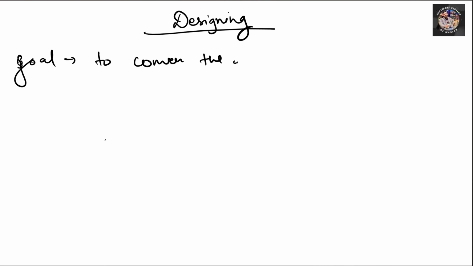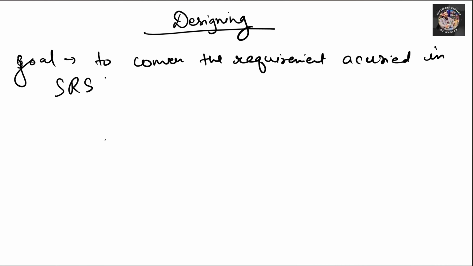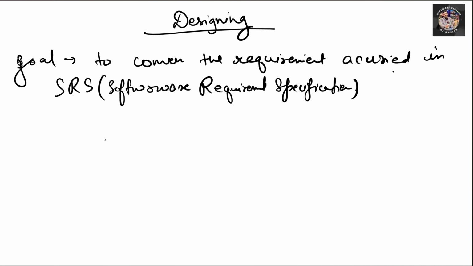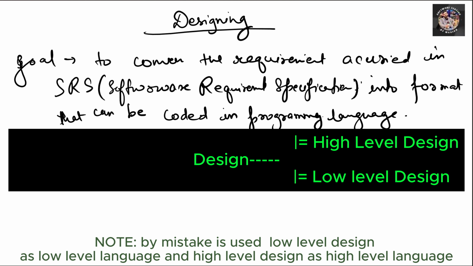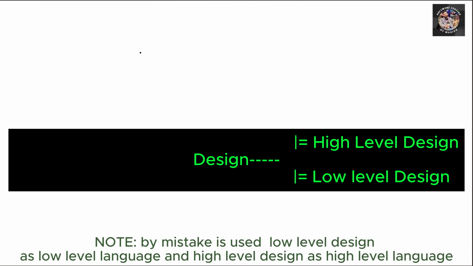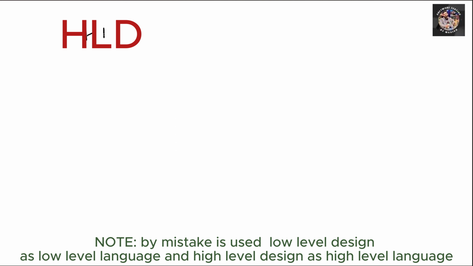Now the third phase is designing. The main goal of this phase is to convert the requirements in SRS, the software requirement specification, into a format that can be coded in a programming language. This designing includes high level design, that is HLL, and low level design, that is LLL. Now we will discuss what is HLL and what is LLL.